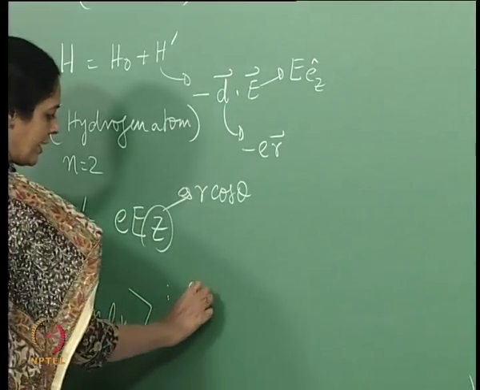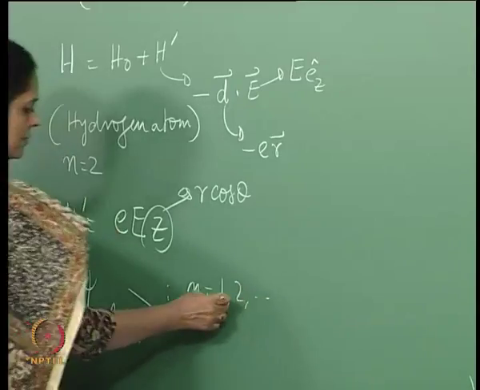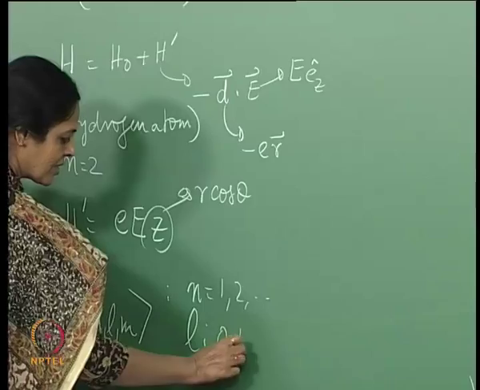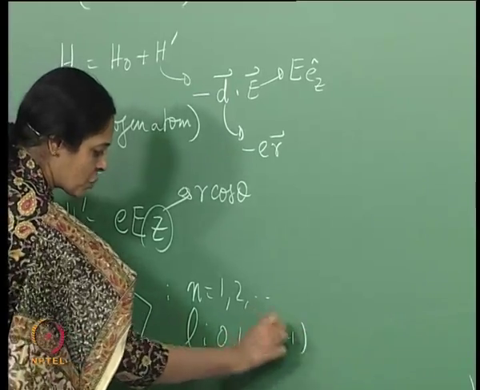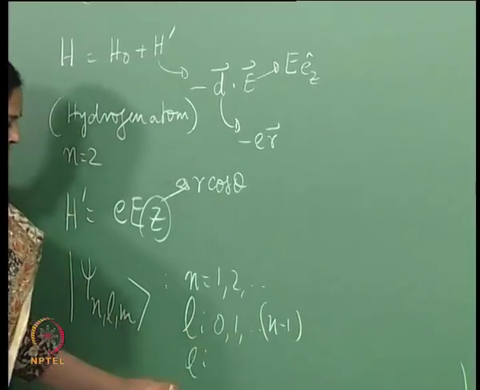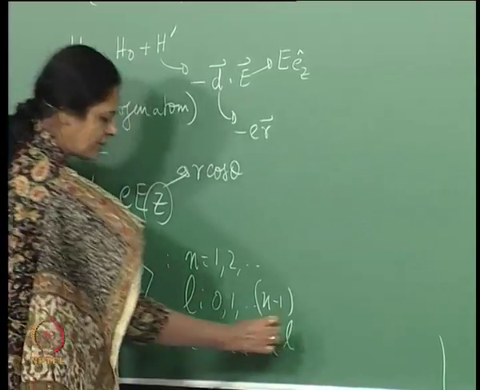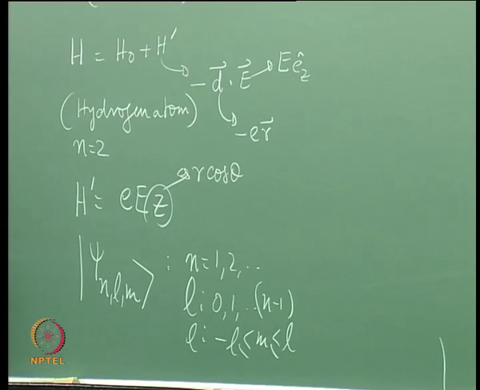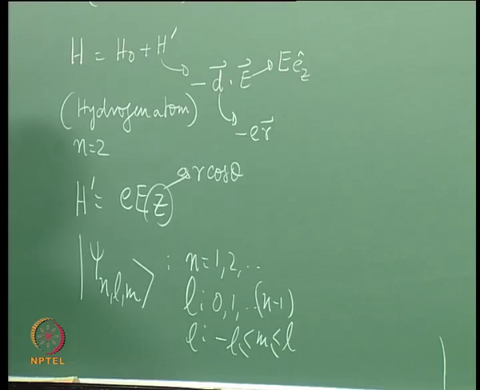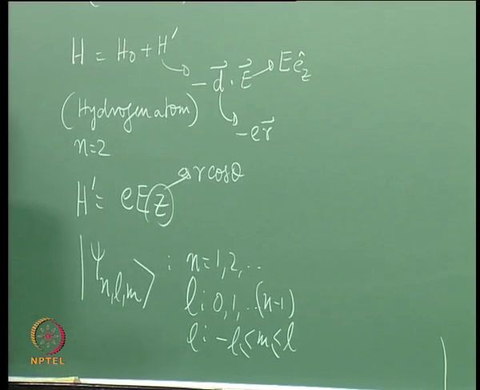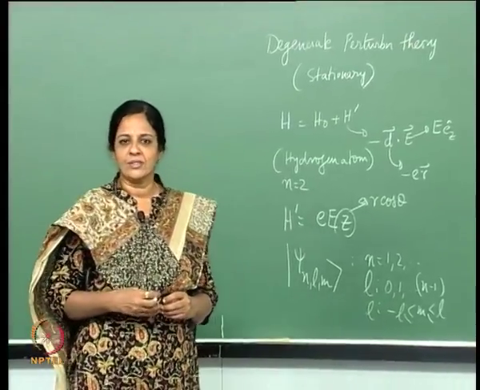So for a given n, and we have chosen n equals 2, L takes values 0 to n minus 1, and for a given L, m takes values plus L to minus L in steps of 1. So these are the 3 quantum numbers. Then of course I will recall for you a couple of expressions that we derived.